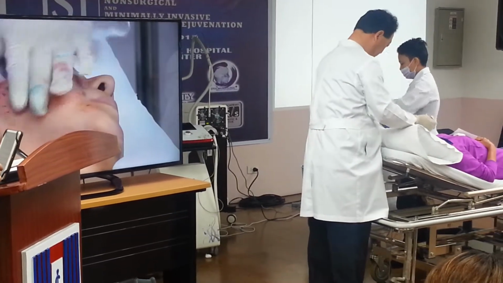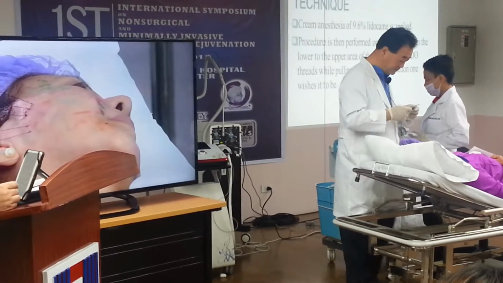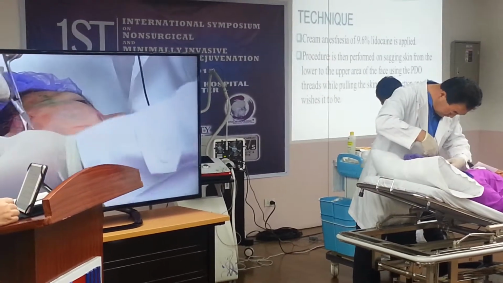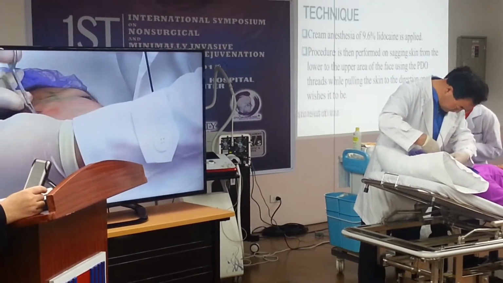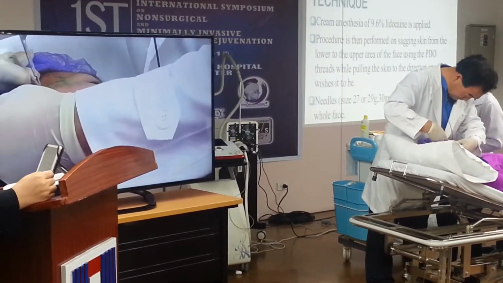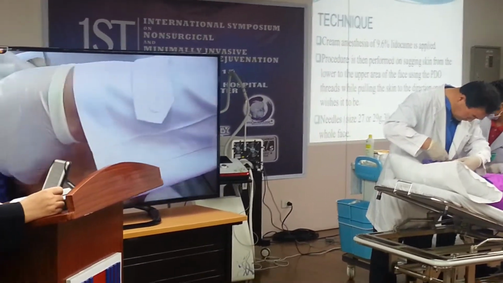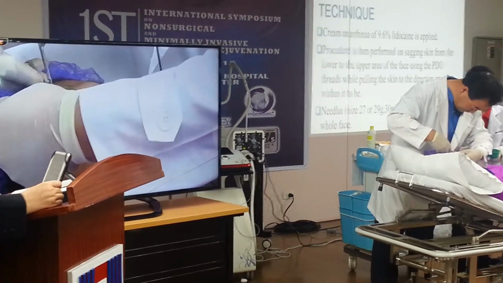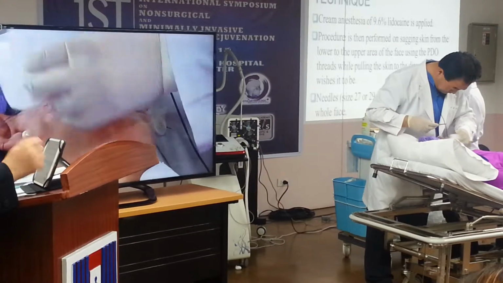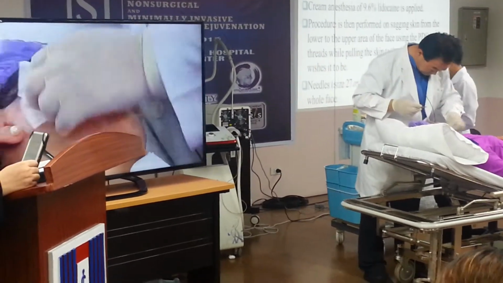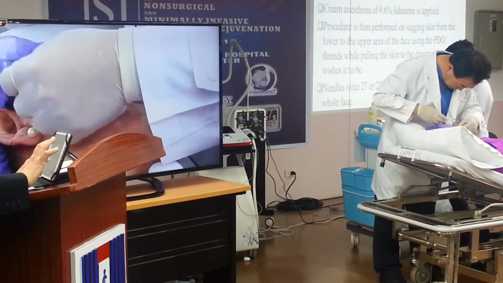We use cream anesthesia of 9.6% lidocaine. The procedure is then performed on sagging skin from the lower to the upper area of the face using the PDO threads while pulling the skin in the direction you want it to go. Needle sizes range from 25, 27, 29 gauge, and the length is around 30 to 50 to 130 mm. If you use the PDO, you remove it with a twisting motion for monofilament threads, but with cog you don't have to twist because they're already barbed.